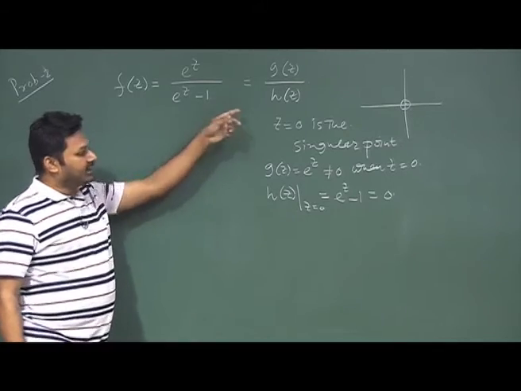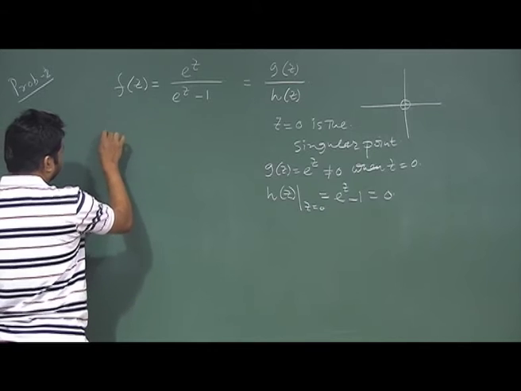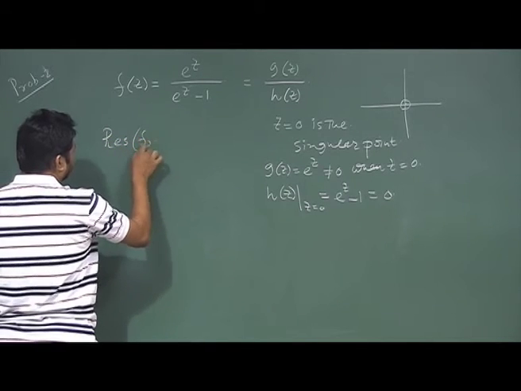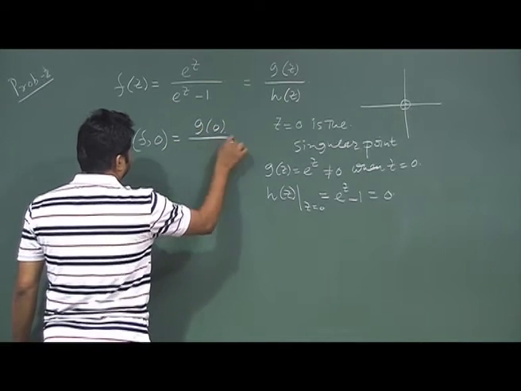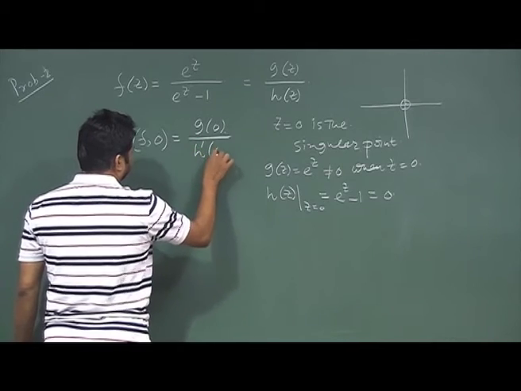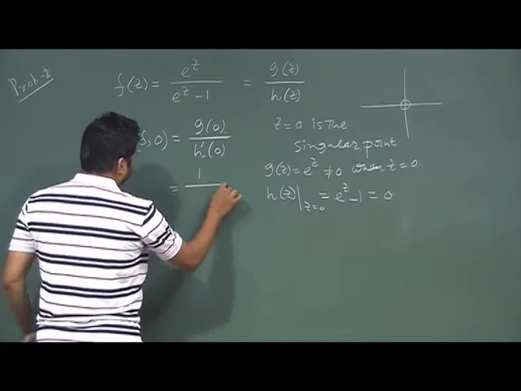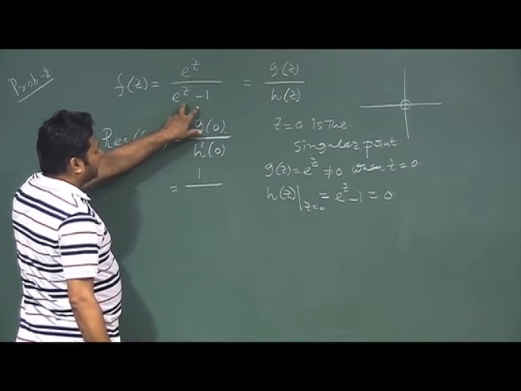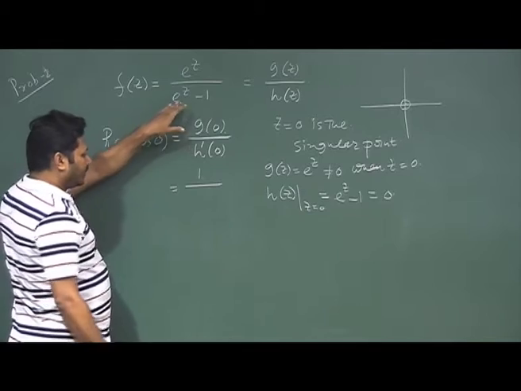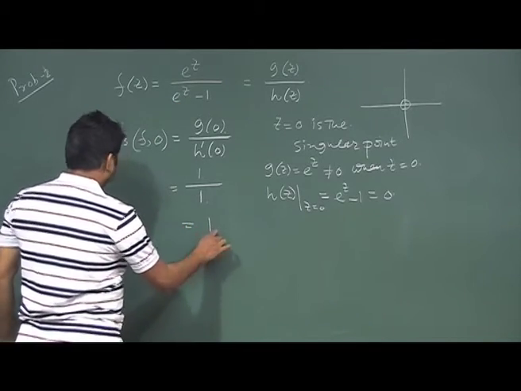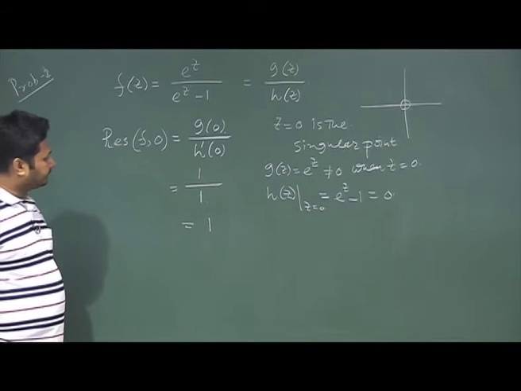That means I can apply my standard recipe, and this recipe suggests that the residue of this function at 0 point is nothing but g of 0 divided by h prime of 0. If I apply it, g of 0 is 1, and h prime is e to the power z only, since the other term will vanish. If I now put in 0, it will be 1. So my final result is 1. The residue comes to be 1.